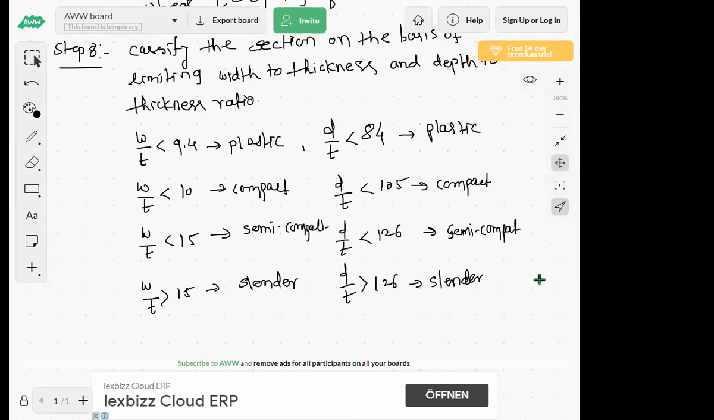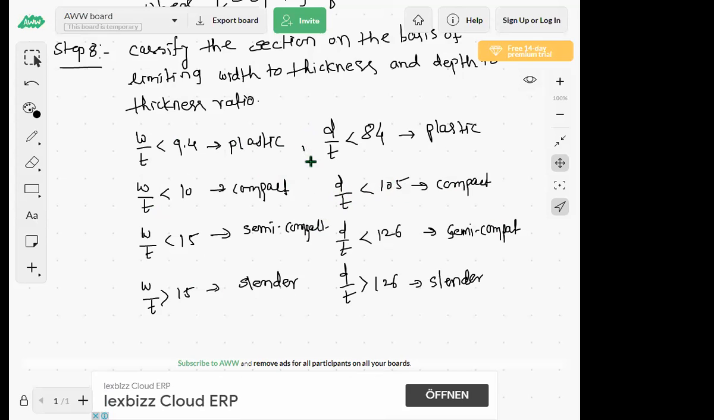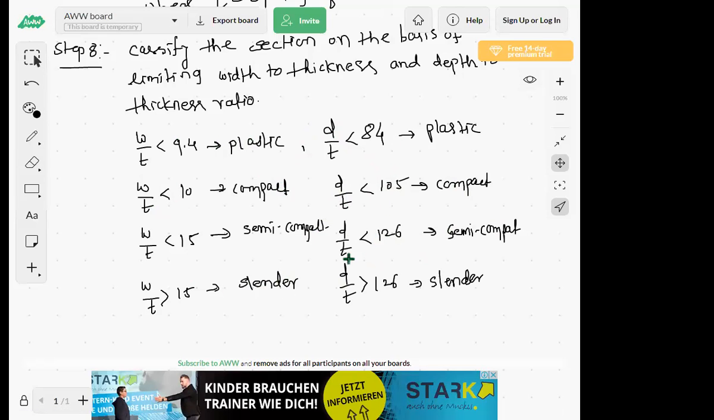So write down, because these values are very important for objective type examination. For example, width to thickness ratio less than 9.4, which section is there. In this way you will be asked such questions in the examination for MCQ purposes. So this part should be part of your notebook. Everyone please write this down. 100% MCQ questions will be asked on this classification.